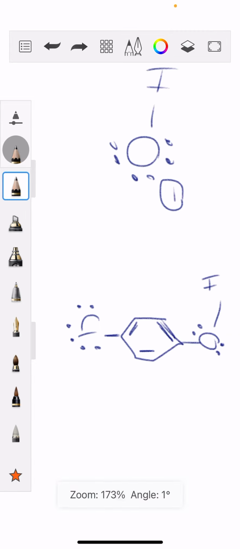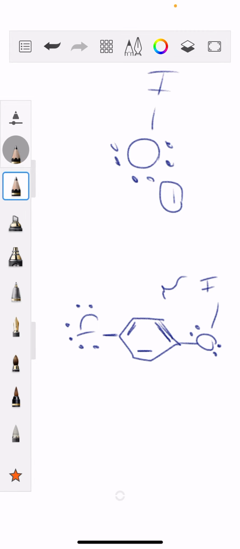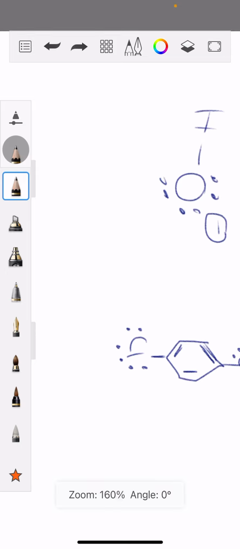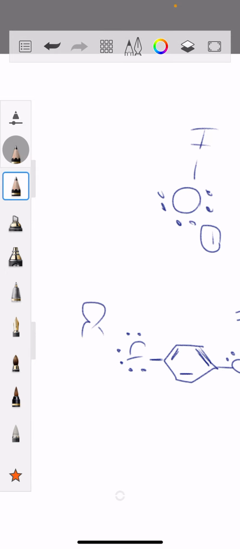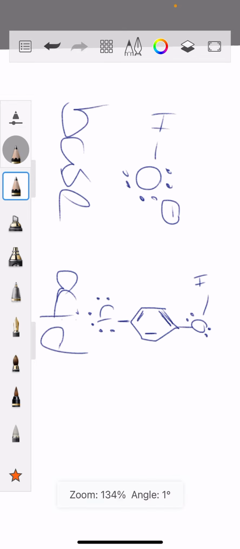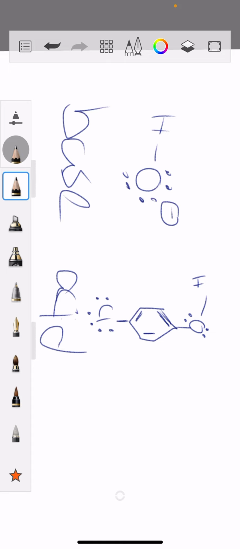So essentially, the one on the right is giving up a proton, and the one on the left is accepting a proton. So therefore, we can call this an acid, and we can call this a base. The acid is going to give up its proton, and the base is going to accept that proton.